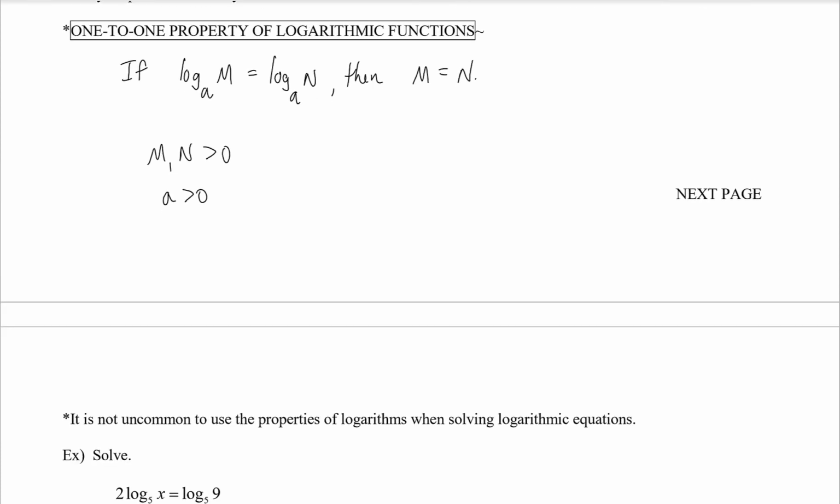We can actually go back and add to it. If two numbers are equal, then their logs are equal, as long as those logs are the same base. So if two logs of the same base are equal, their arguments are equal. Or if two positive numbers are equal, then their logs are equal as long as those logs are the same base.